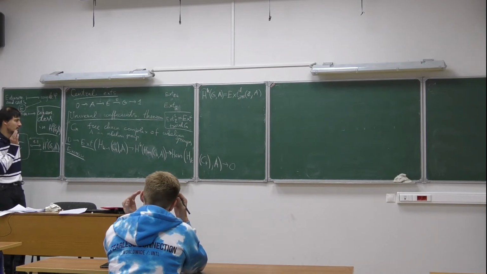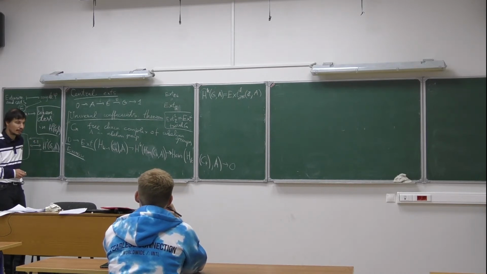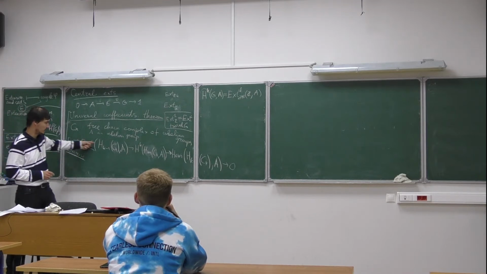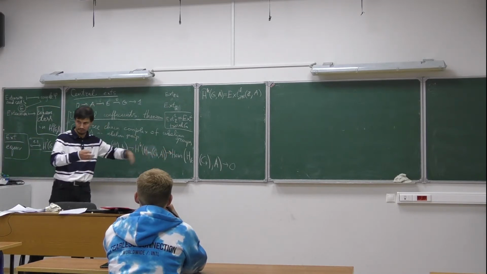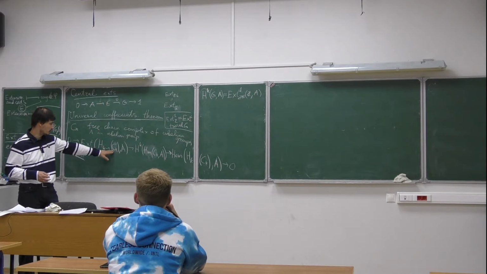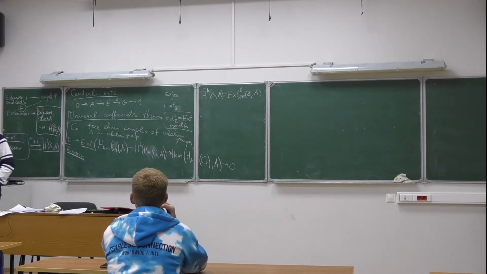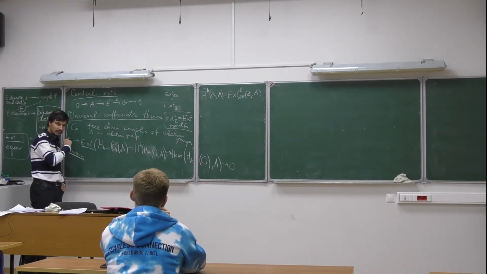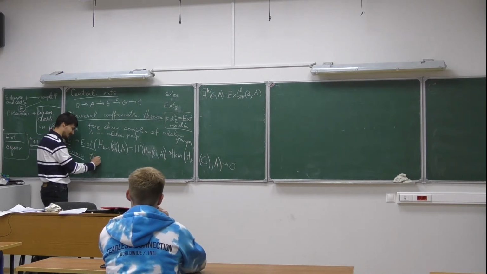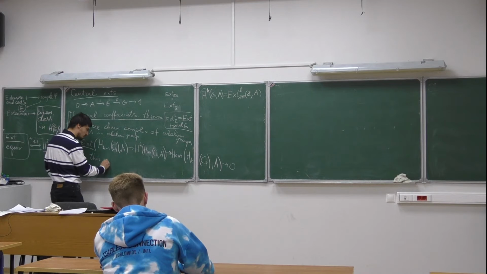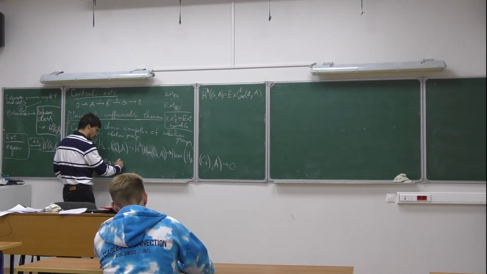Moreover, this sequence always splits, but this sequence is canonical, so it is functorial in C star, in A, but the splitting is not. So what is the exercise? The exercise is to prove that this sequence is exact. Well, this sequence is exact, and this sequence is called the universal coefficients theorem.